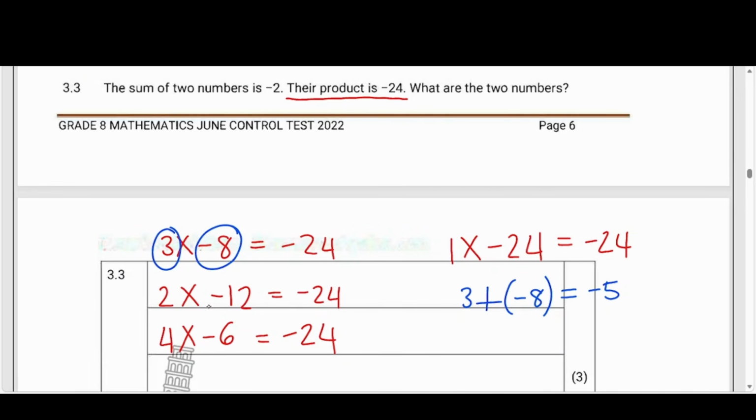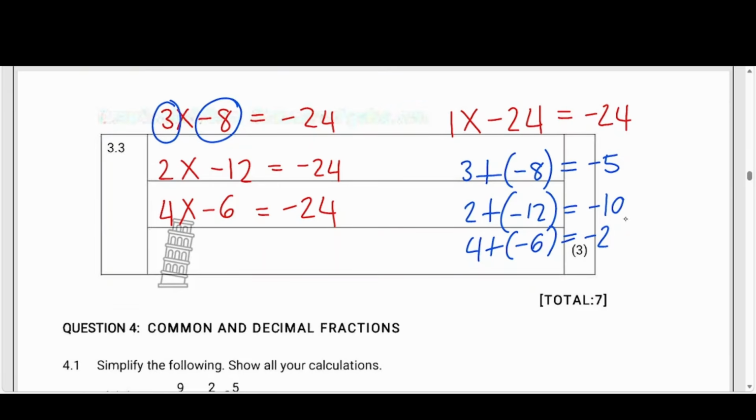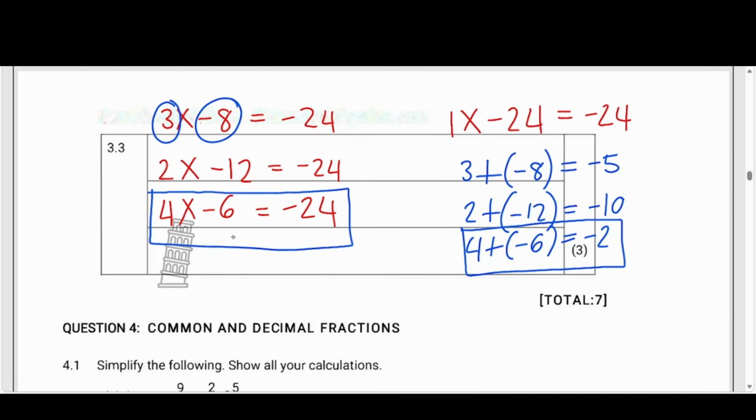It's not going to be 1 and 24. 2 add the negative 12 is going to give me negative 10. Let's try this. 4 add the negative 6. That is going to give me 4 take away 6 is negative 2. So that is actually the right one. So the sum of the two numbers is minus 2. We've got that. So yeah, I have summed the numbers and I get minus 2. The product of the numbers is negative 24. Okay, so these are the two numbers.